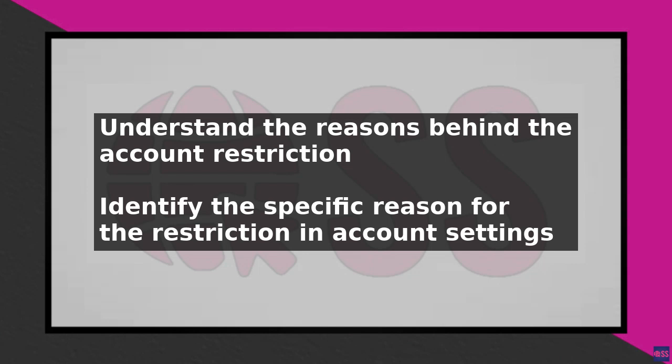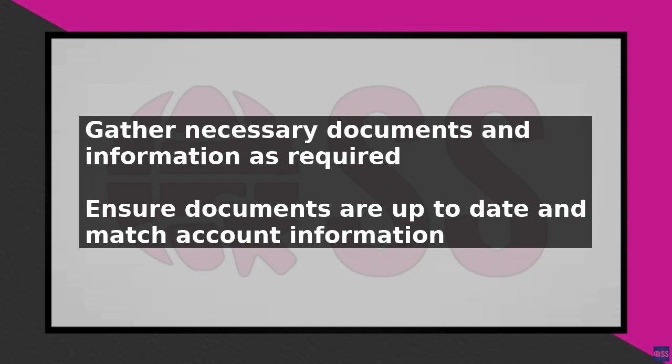reason for the restriction. Take note of the required actions or documentation needed to lift the restriction. Next, gather all necessary documents and information, such as identification proof, address verification, or tax documents, as required by Robinhood. Make sure the documents are up to date and match the information on your account.